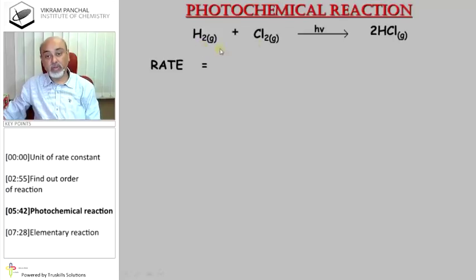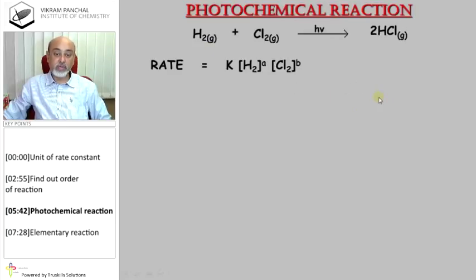Hydrogen reacts with chlorine only in presence of light and it gives HCl. Now for this reaction, the differential rate law is rate equal to K [H2]^a [Cl2]^b.